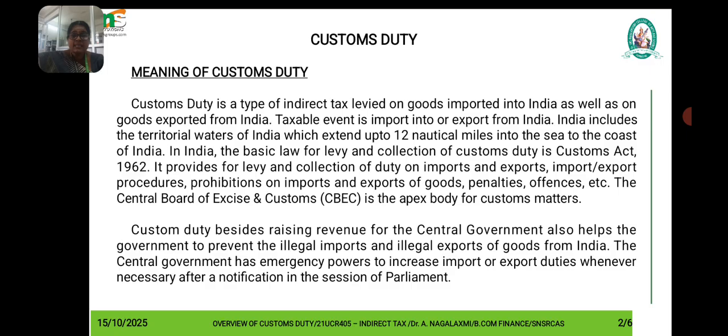The central government has emergency powers to increase import or export duties whenever necessary after a notification in the sessions of Parliament. So here the central government has the right for the increase and decrease of that import duty or export duty whenever necessary. It has to keep that bill in the parliament session so that it can be passed. If it is passed, it will be amended, that is, they will make it a rule.